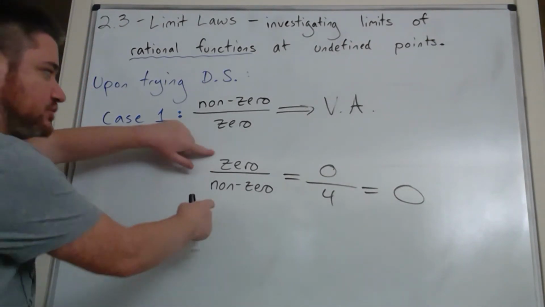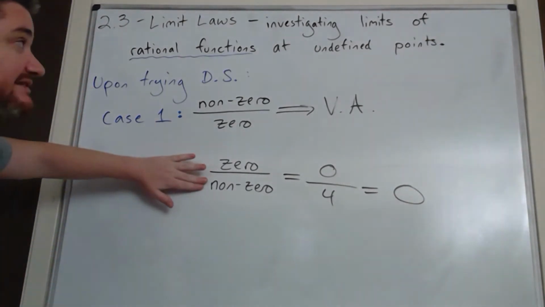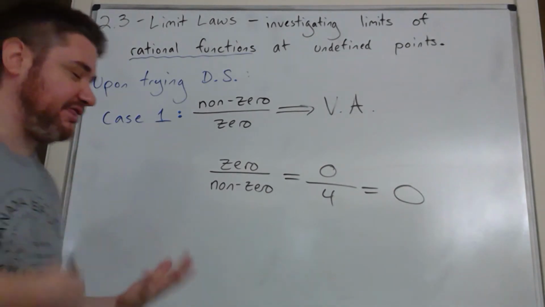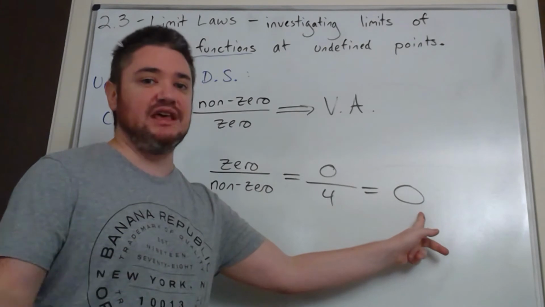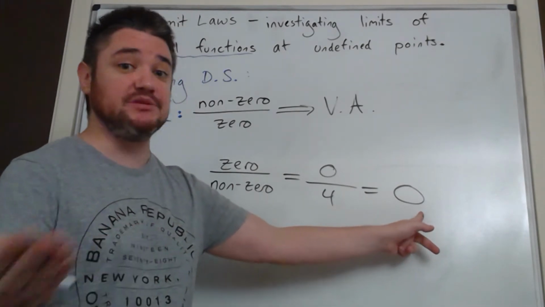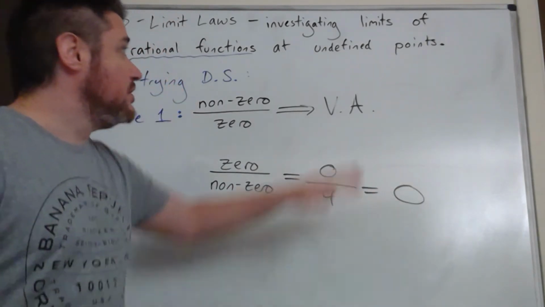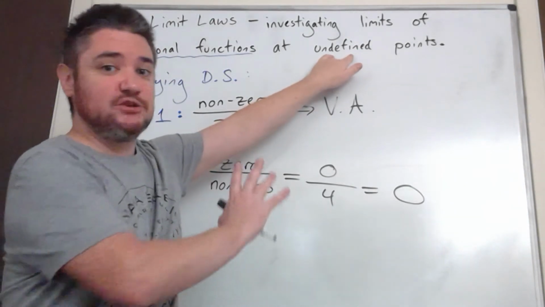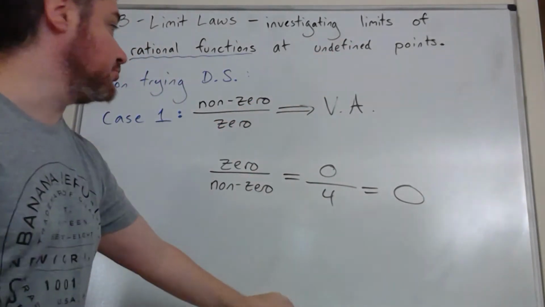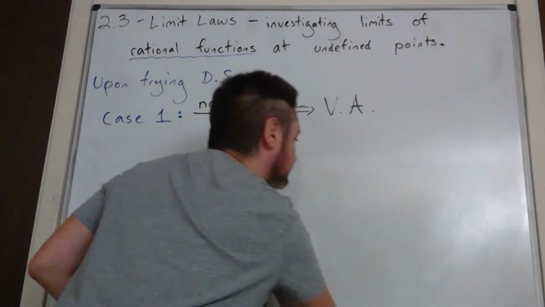So this sort of case of 0 over non-zero, yeah, you could get that through direct substitution, but if you do, then the limit just equals 0. Essentially that means you found an x-intercept, right? The function value is 0, so you found an x-intercept. So that's not really undefined, and so not really meant as one of these cases, although it's worth mentioning right there, which I just did.